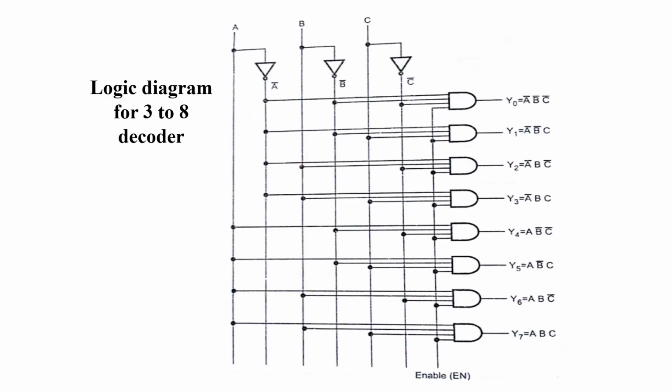This is the logic diagram of a 3 to 8 decoder. Here y0 is 000, that is A bar, B bar, C bar, so this minterm is implemented by using this AND gate. Then 001 is y1, and similarly 111 is implemented by y7. In this way, we can implement a 3 to 8 decoder by using AND gates.